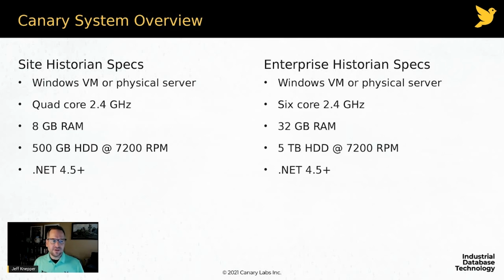At a very high level, without getting into too much detail about your needs, we typically would start off by saying we'd recommend for a site historian quad core, 8 gigs of RAM. Everything needs to run .NET 4.5 or newer. And on the historian for an enterprise, we'd always recommend starting at no less than 6 cores and 32 gigs of memory. Of course, we run on virtual machines as well as physical machines. That means you can put Canary in Azure or AWS. Right now, we're continuing to explore and work through how we can also run Canary in Linux-based or containerized environments.